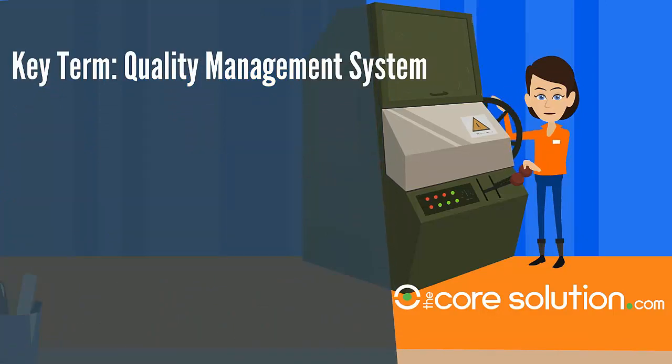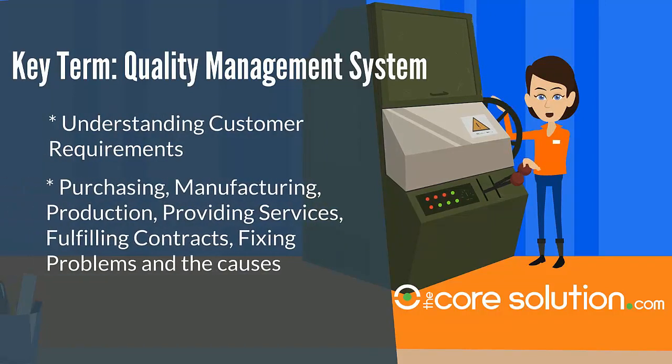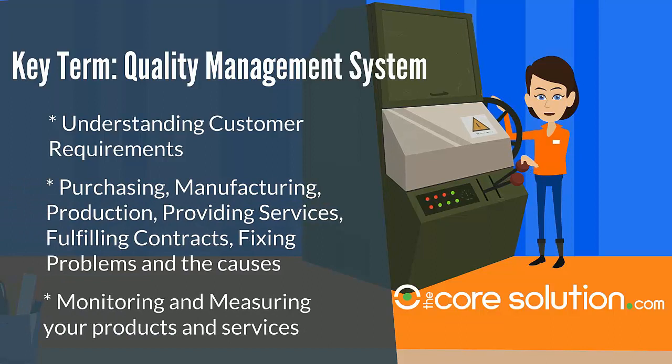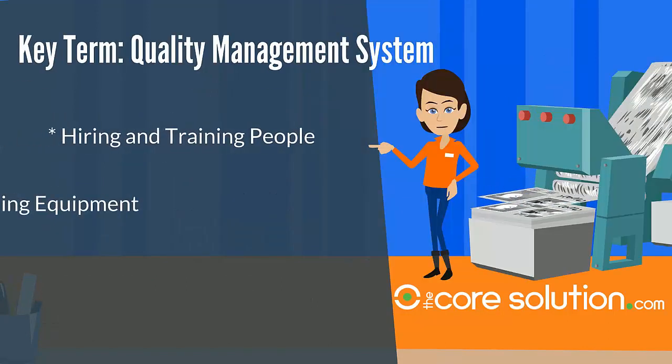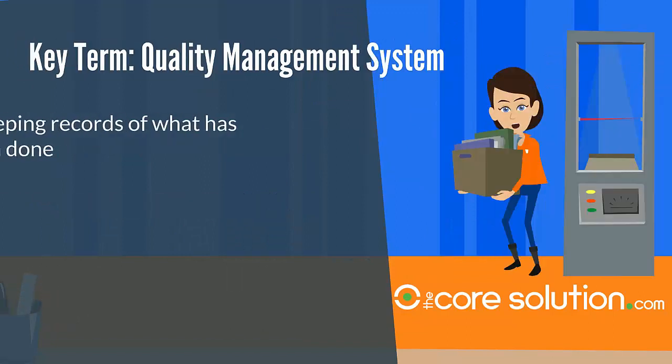A quality management system, QMS, is a structured method for top management to control and improve your company's ability to meet requirements. Your QMS includes understanding customer requirements, purchasing, manufacturing, production, providing services, fulfilling contracts, fixing problems and the causes of those problems, monitoring and measuring your products and services, hiring and training people, maintaining equipment, having a clear way of getting things done, keeping records of what has been done.